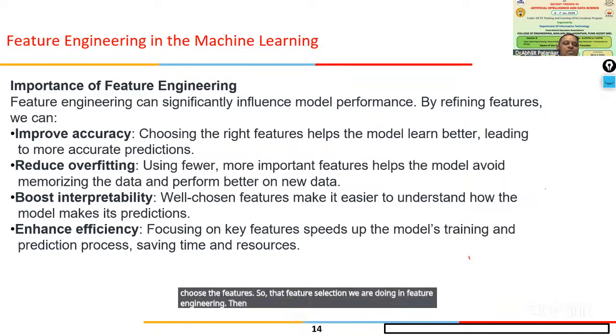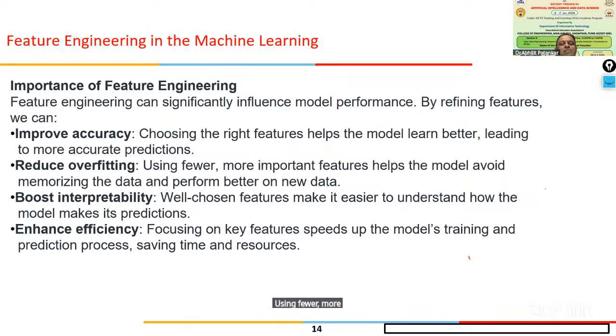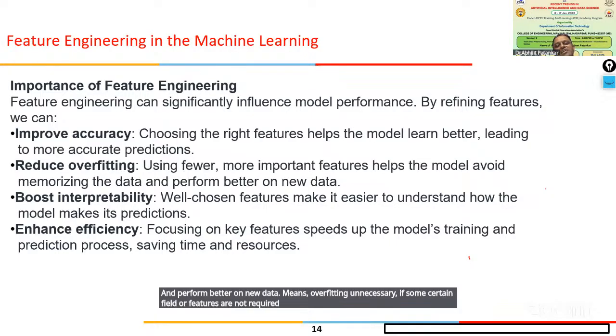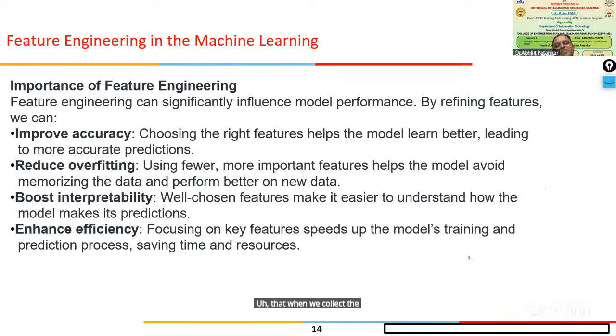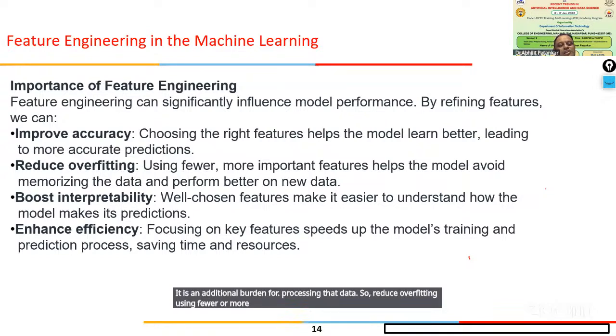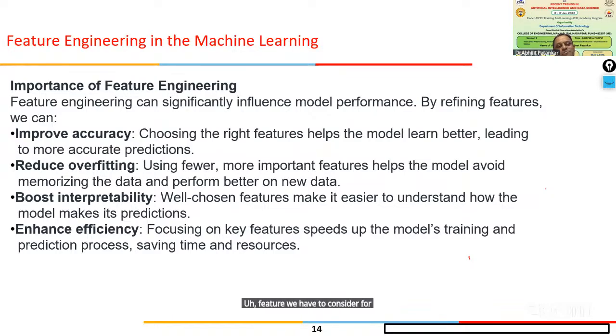Then reduce overfitting: using fewer, more important features helps the model avoid memorizing the data and perform better on new data. Overfitting means that if certain fields or features are not required, but we still consider them when we collect the raw data, and we are not doing feature engineering, then what happens? It is an additional burden for processing that data. So reduce overfitting by using fewer, more important features only, as few features as we have to consider for training our model. That is what we can do to reduce overfitting in feature engineering. Then boost interpretability.